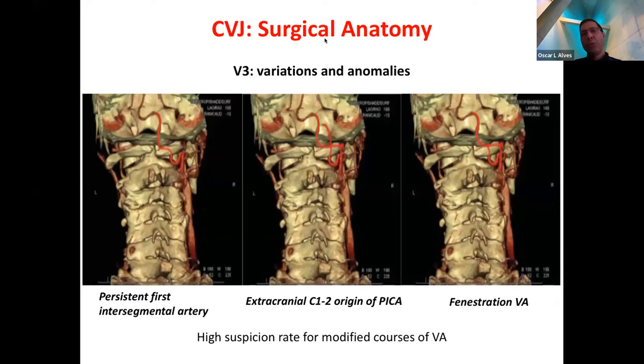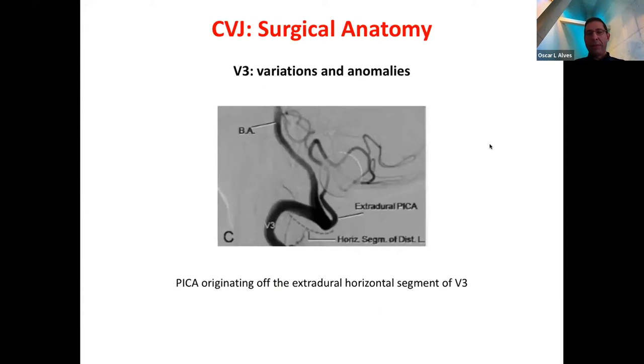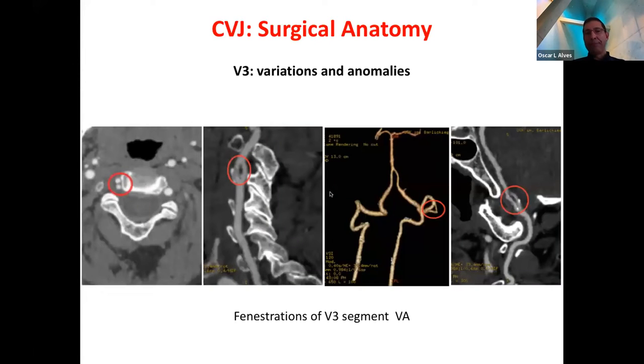Then you have to understand that there are variations and anomalies of V3, for example, extracranial origin of PICA, as you see here, or kinds of fenestrations of the vertebral artery. Again, as you see here, extradural origin of PICA, and all these fenestrations are why it is very important to always look at your scans before you embark on surgery.